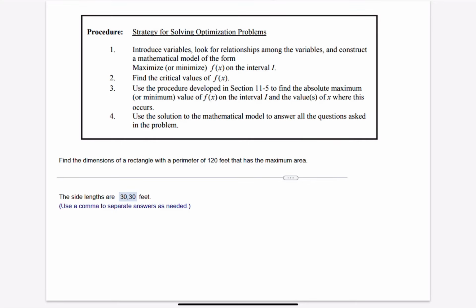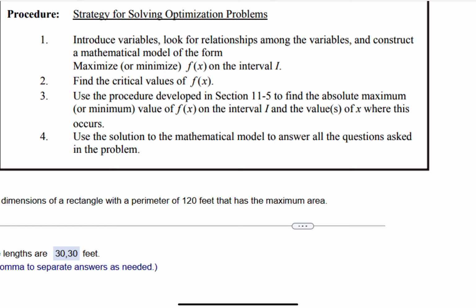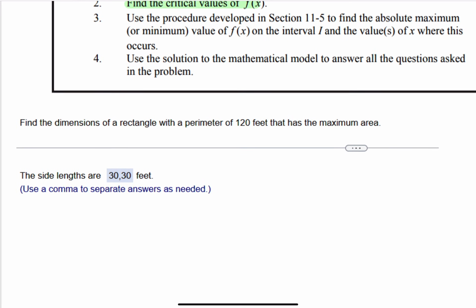Welcome, this is section 11.6, and in this section we will be optimizing the problems. What does that mean? What we do here is we look for relationship among the variables, we construct a mathematical model, and then we try to find the maximum or minimum of the function in that interval. So here we only have to deal with the first derivative, which is finding the critical values of the function, because keep in mind maximum, absolute maximum or absolute minimum are only given by critical values, and that's only our first derivative. So let's go ahead and take a look at the first problem here.